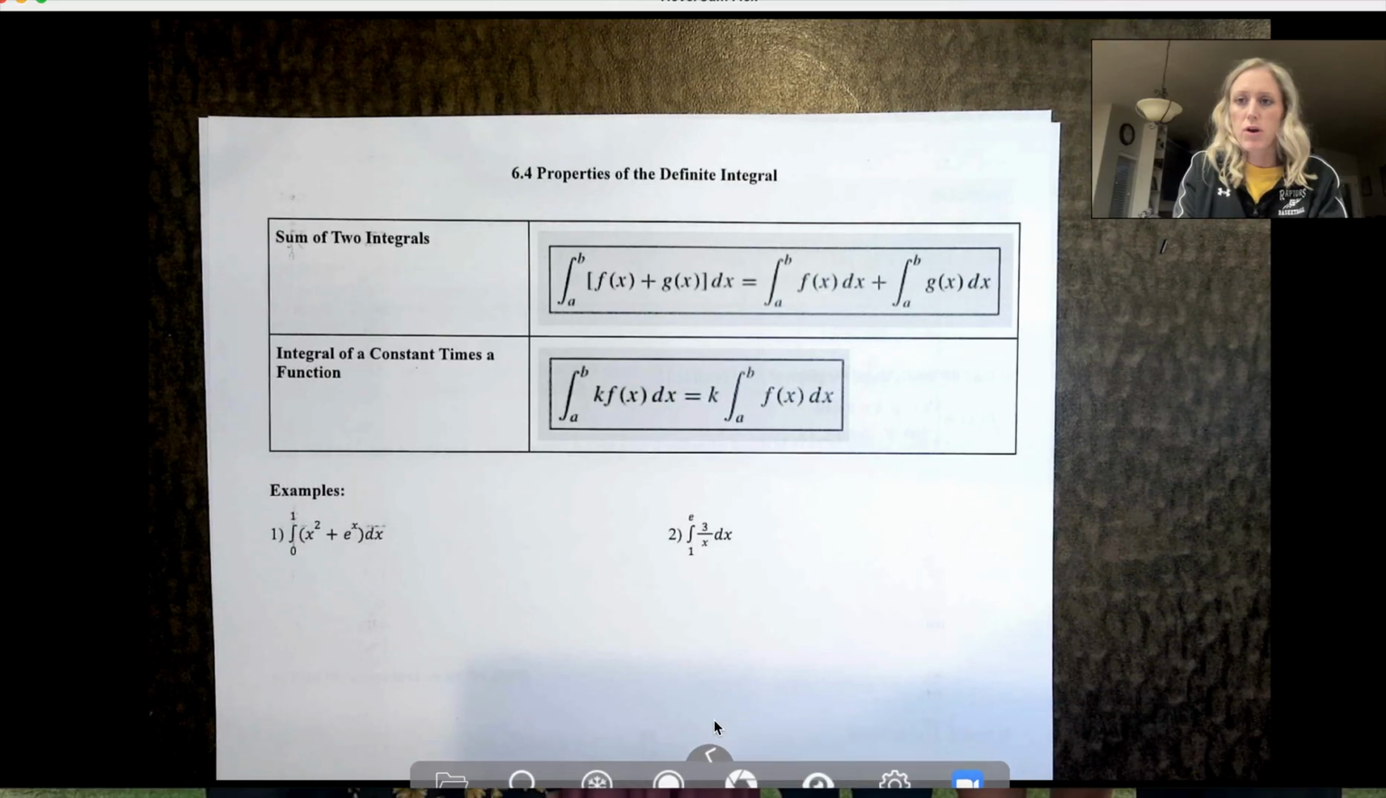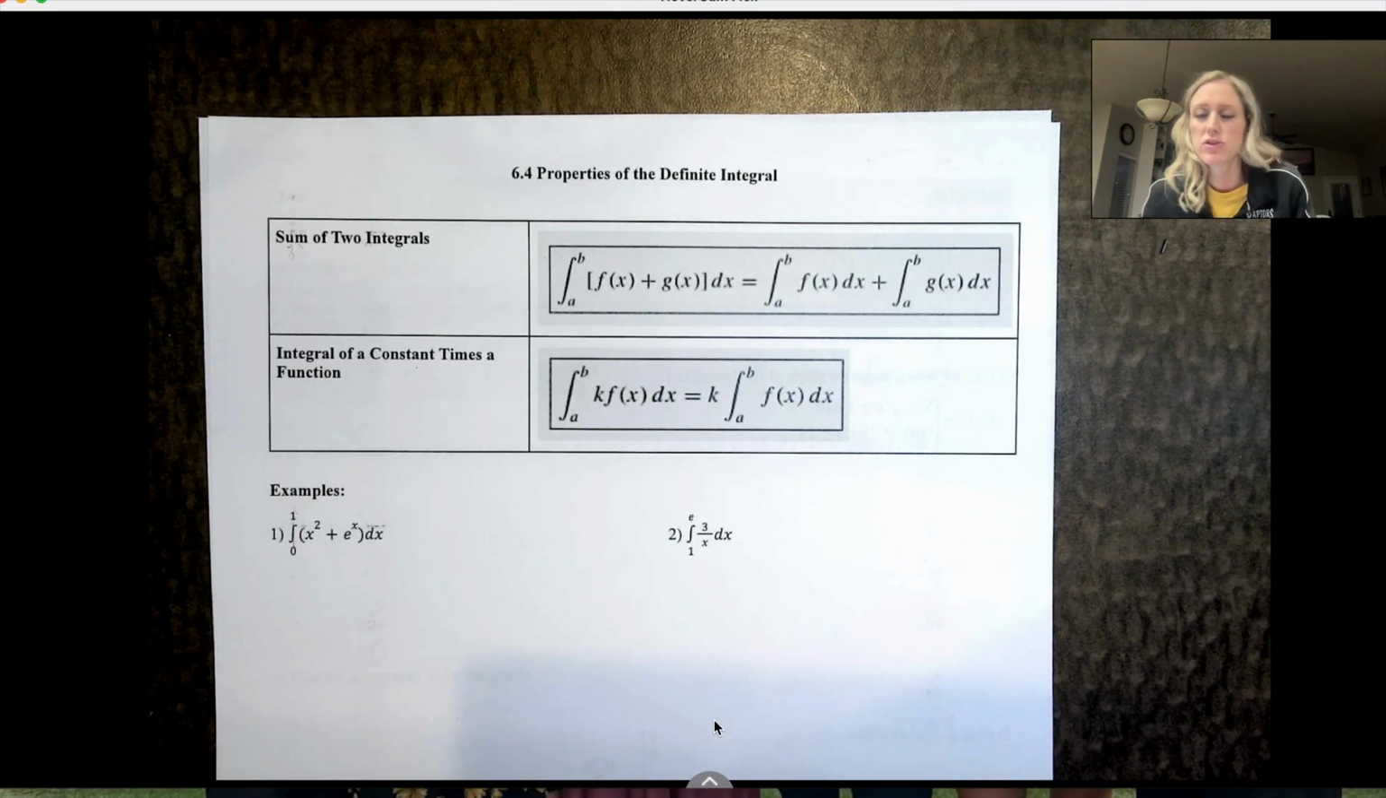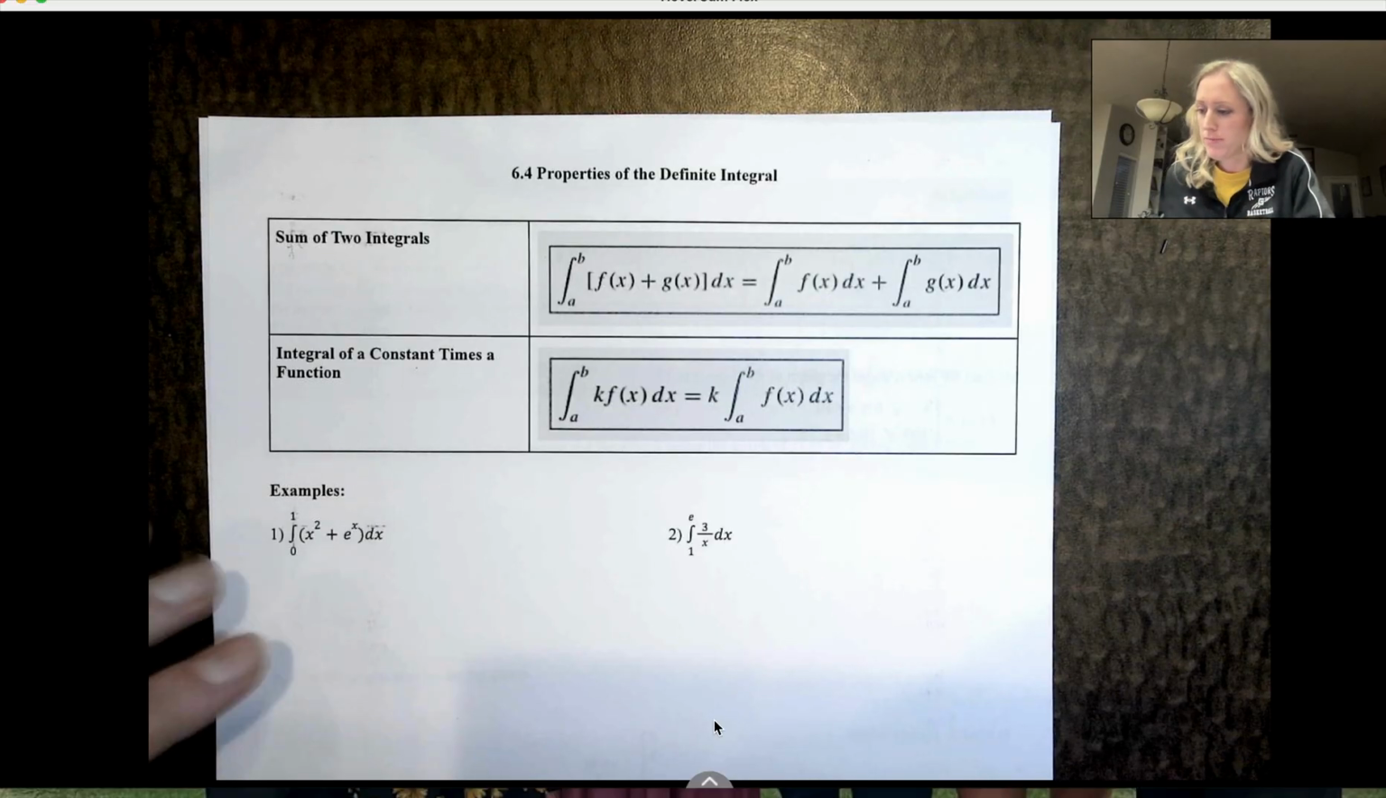This is the first video for 6.4. In this, we're just going to use some properties of the definite integral. We've actually seen these a little bit already, but just to make it more formal.